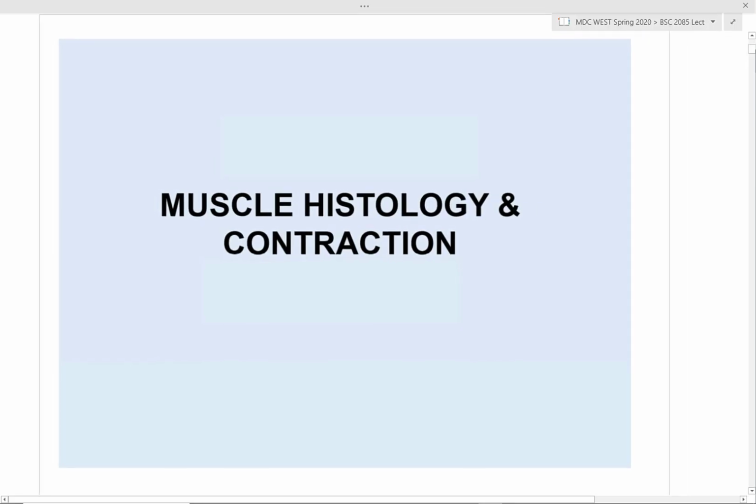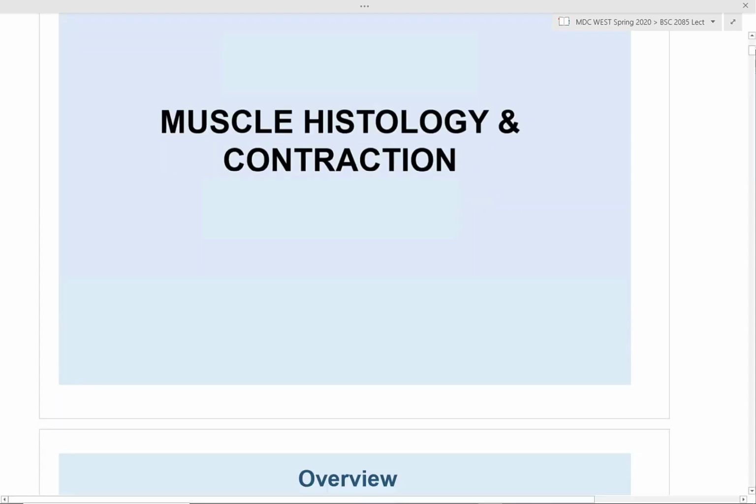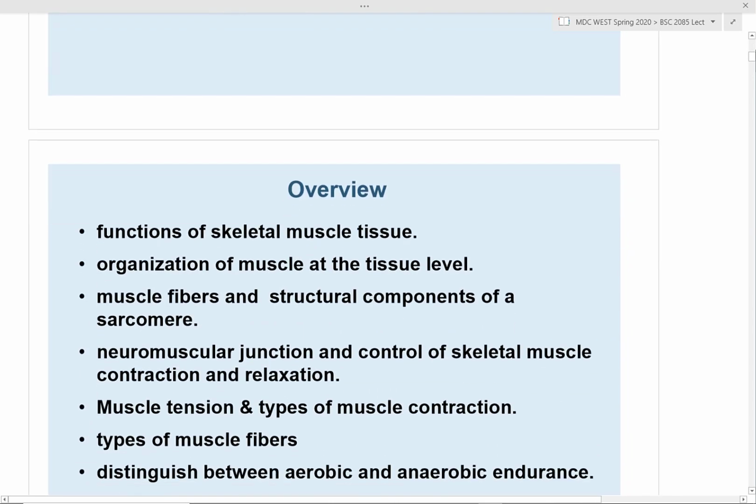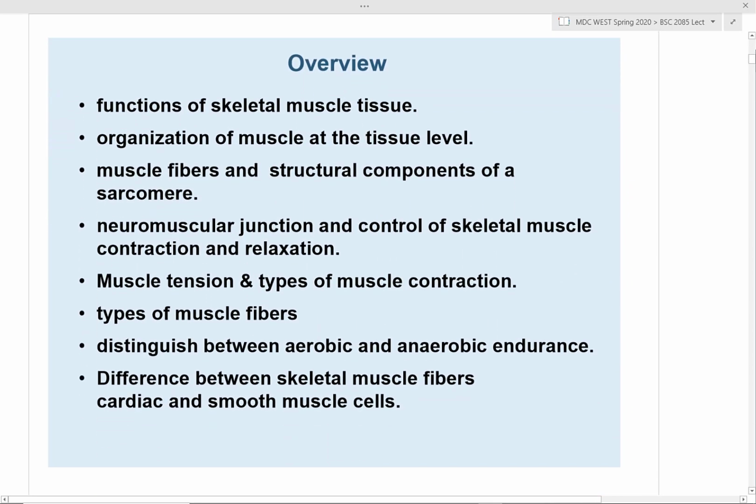So today we're going to cover the muscle. This is histology and contraction. This is the hardest portion of muscle. The rest is easy. So what about it? First of all, we're going to talk about what the overview is, right? What are the major things that we're going to find?